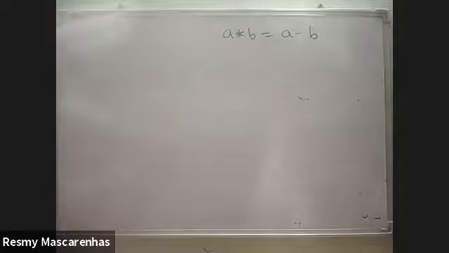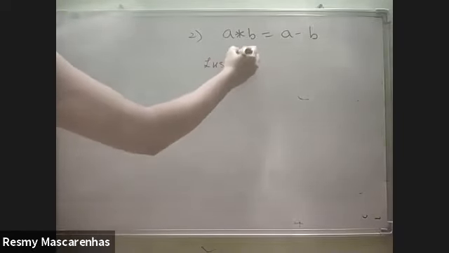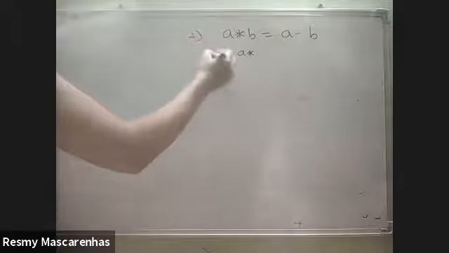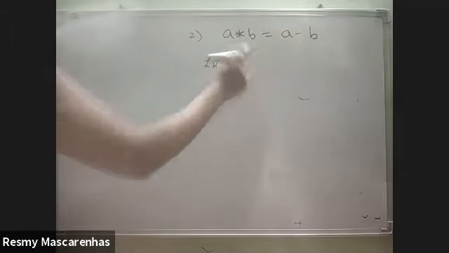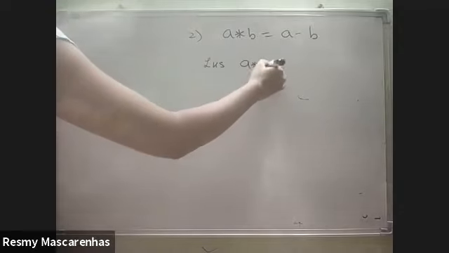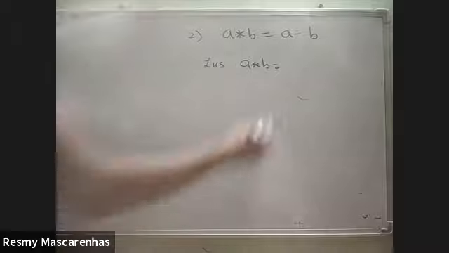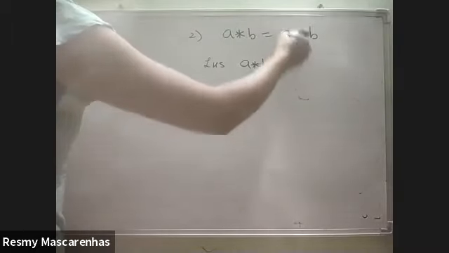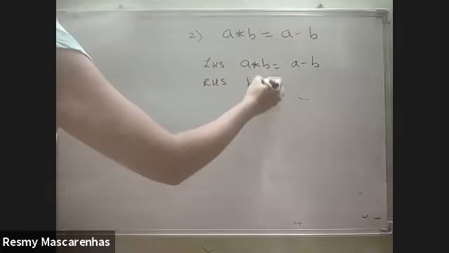A star B is A minus B. Okay, so we have to check. Okay, you can directly start, no problem. Left hand side is A star B, which will be equal to A minus B. Right hand side will be what? B star A.